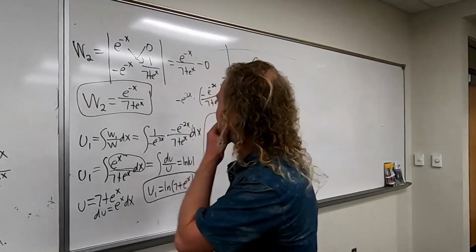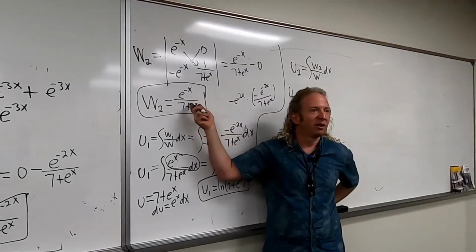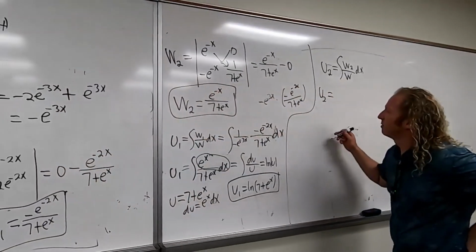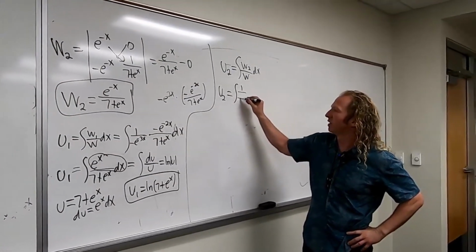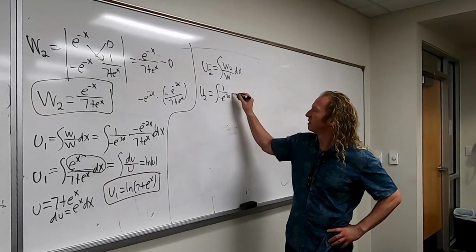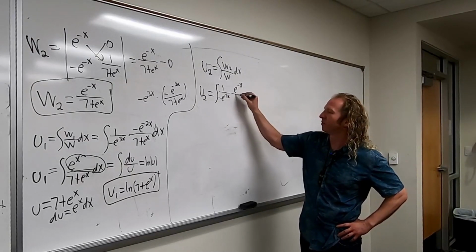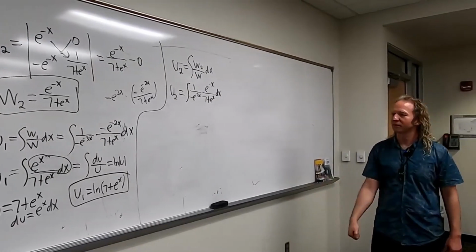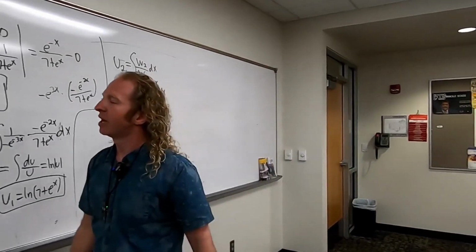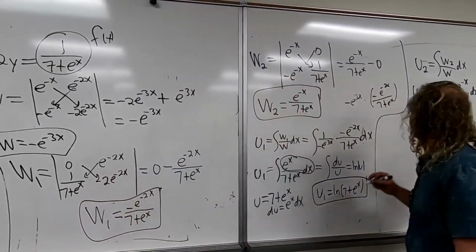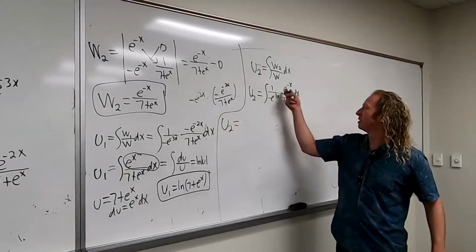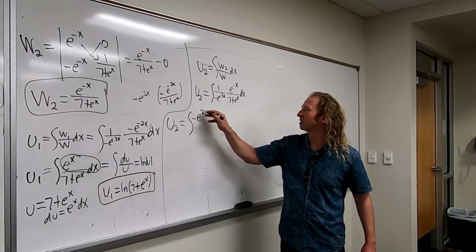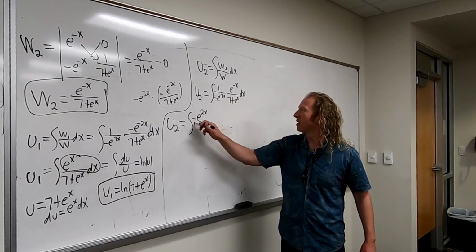So W2 is, where is it? Oh my God, here it is. Here's W2. Right, so it's this divided by W. So I'll write it the same way as I did last time. So 1 over negative e to the negative 3x times e to the negative x over 7 plus e to the x dx. So it's that. So it's 1 over that. Same thing, right? So I'm going to come over here so you can see it better. So U2, this comes up, and this is going to basically give us negative e to the 2x. Right? Is that right? Because you add it. And then 7 plus e to the x.